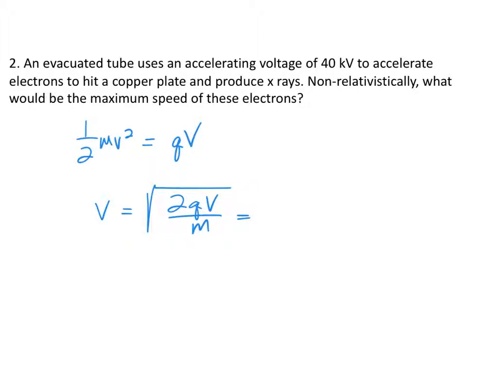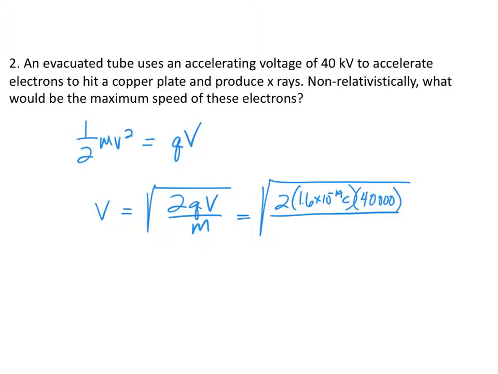And let's see here. We'll get the square root of 2 times the charge, electrons, so it's 1.6 times 10 to the minus 19 coulombs. The voltage was 40,000. The mass, again, of an electron, 9.11 times 10 to the minus 31. So our speed ends up being 1.17 times 10 to the 8th meters per second.